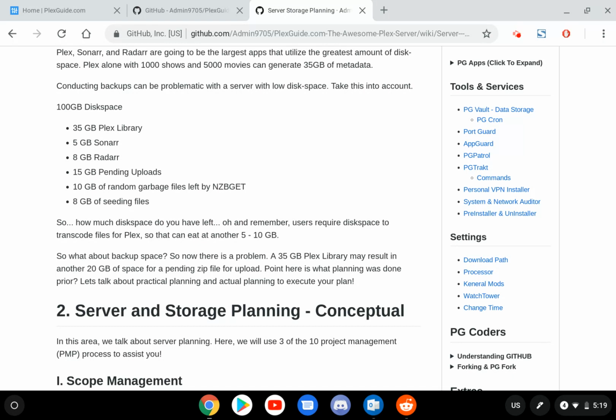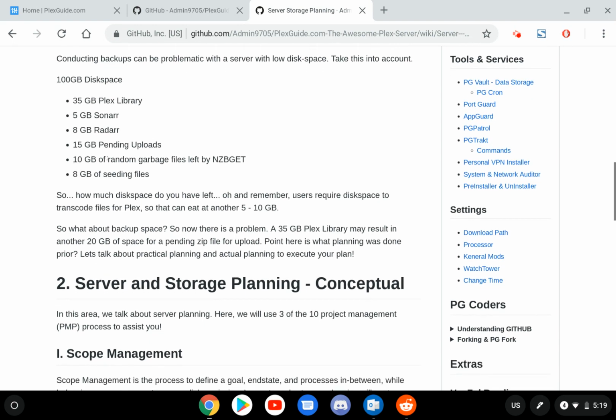Also, you have to factor that you might have pending uploads. Maybe you hit a 24-hour upload ban, which is rare to achieve the way we have things set up. But you can have slow bandwidth going up, so you may have a fast down and a slow up. So you have to factor in pending uploads, right? And then I was just kind of joking here: 10 gigs of random garbage files left by NZBGet. If you don't pay attention, garbage files can accumulate on your system like anything else, right?